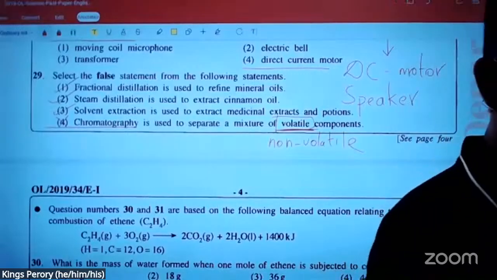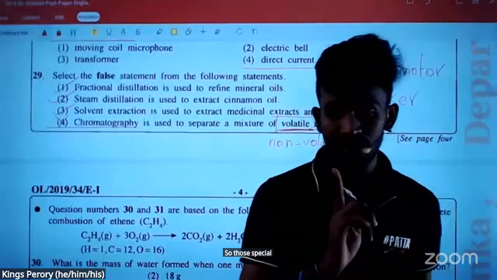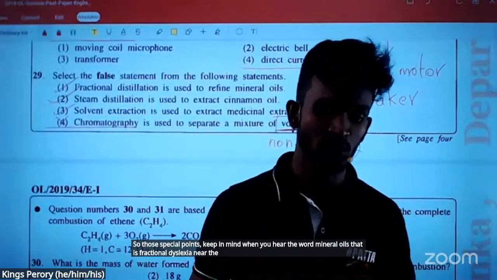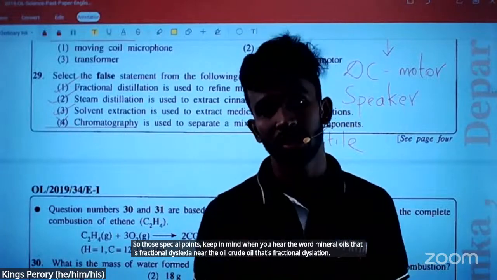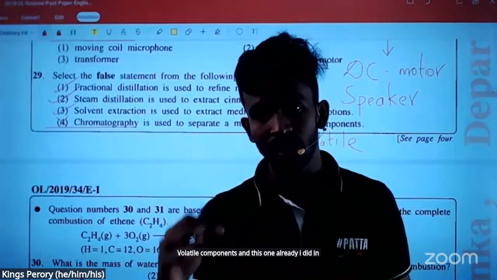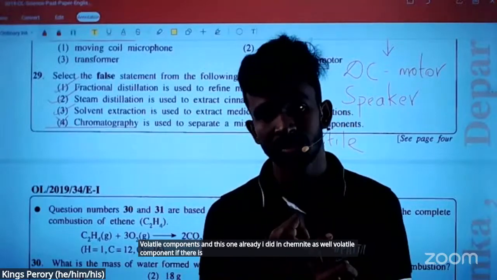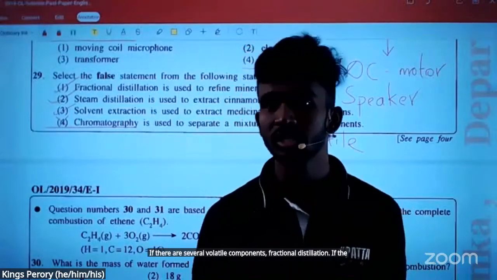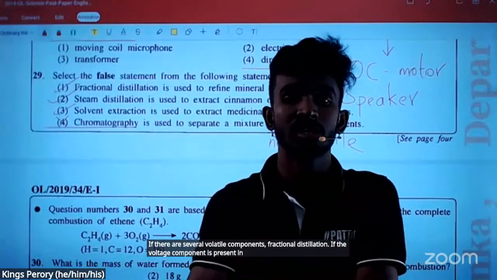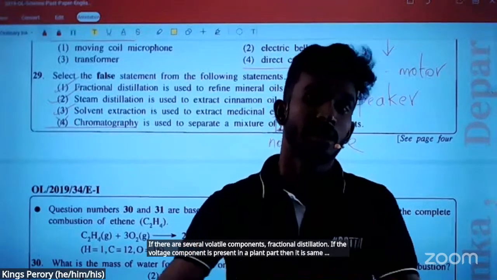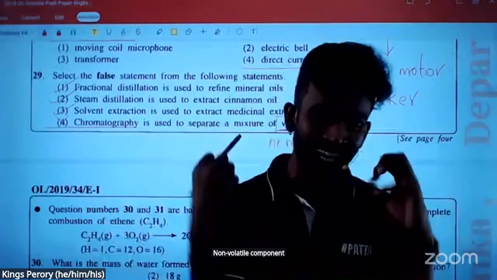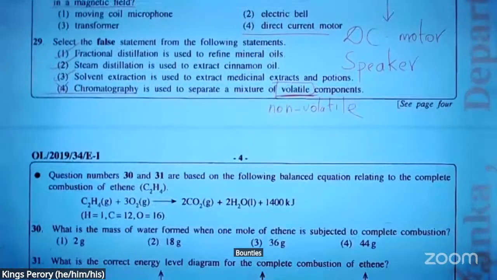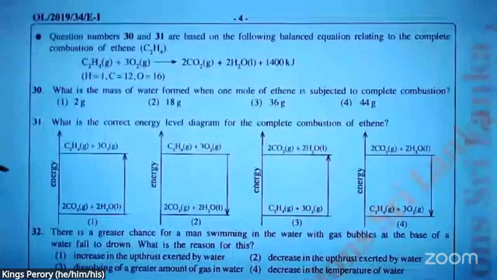So keep those special points in mind. When you hear the words mineral oils, crude oil, that is fractional distillation. Volatile components, which I already did in Chemistry as well: if there is one volatile component, simple distillation. If there are several volatile components, fractional distillation. If the volatile component is present in a plant part, then it is steam distillation. A non-volatile component, if you want to separate and identify, you use chromatography. The answer is answer 4. Next.